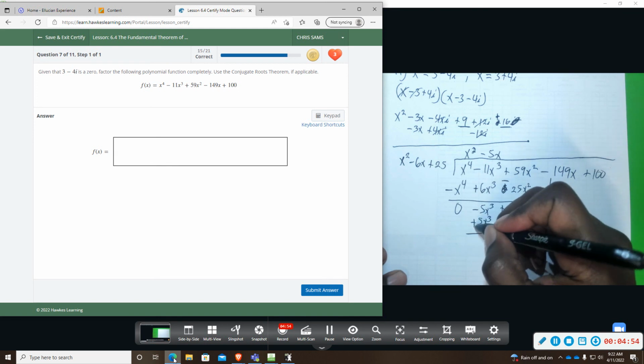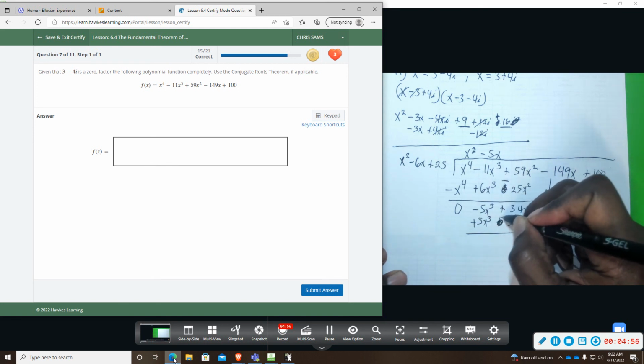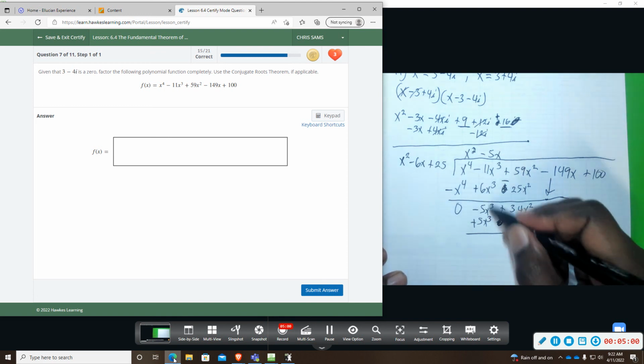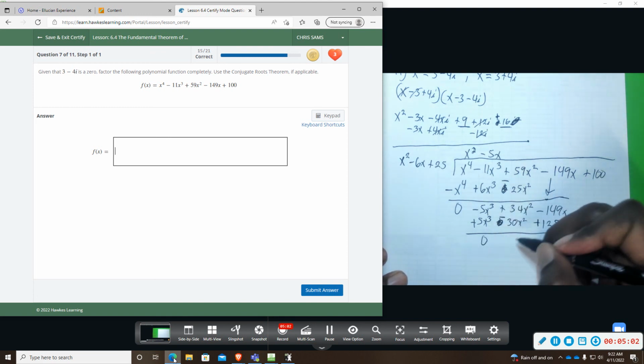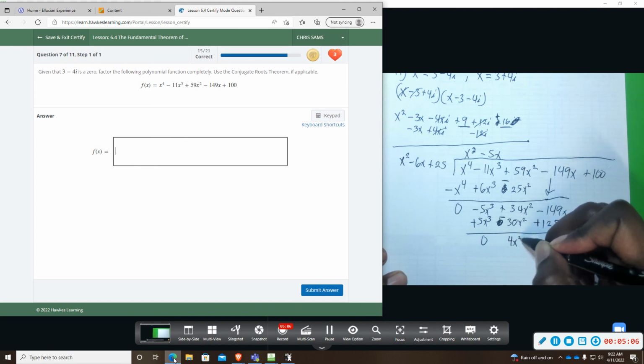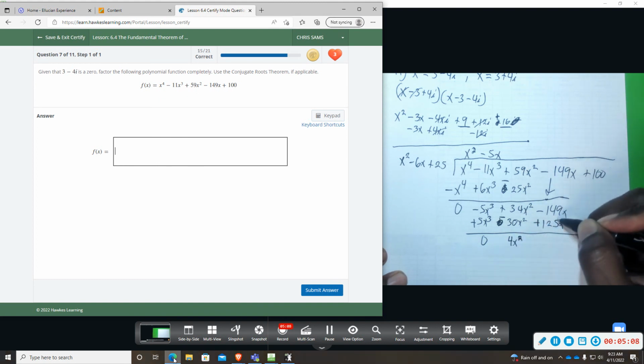So this becomes positive. This will become negative. This will become positive. This will zero out. This will give us a positive 4x squared. And then subtracting here will give us, so have x, so 4, 2, and it will be negative 24x. Bring down 100. All right, and then we want these to equal.